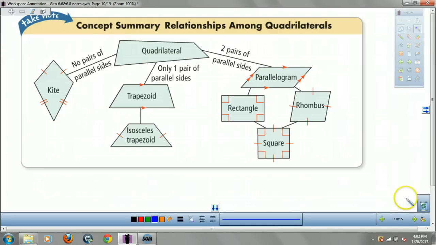Quick summary. Pause it and copy this down, and we're going to talk about it tomorrow. Okay? We might do something with it. That's it.